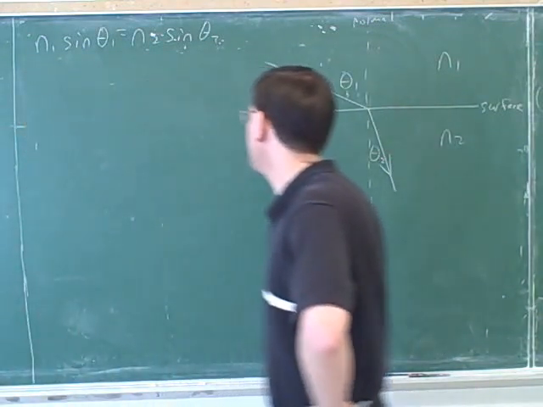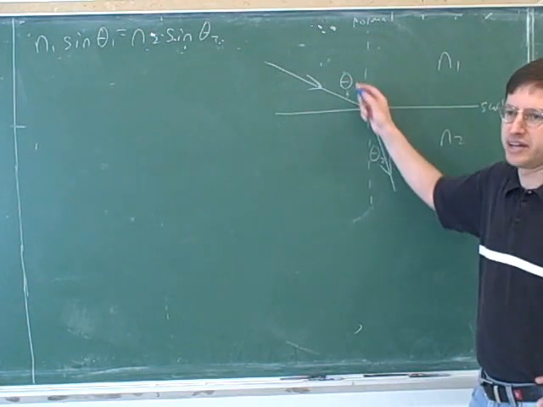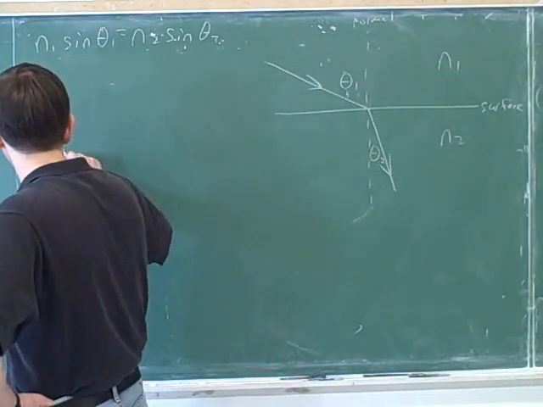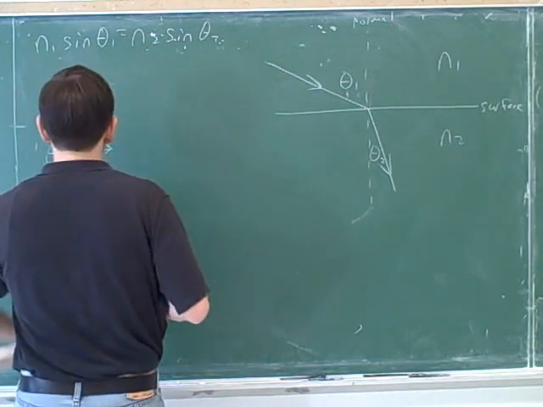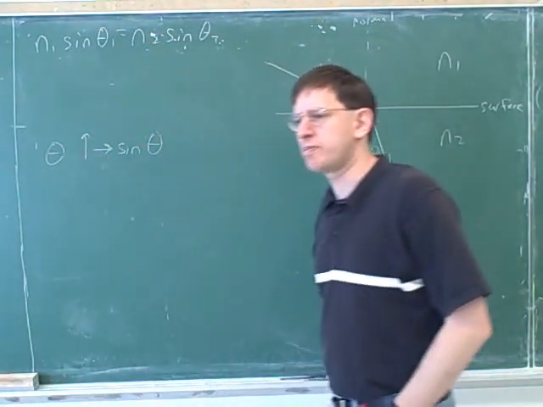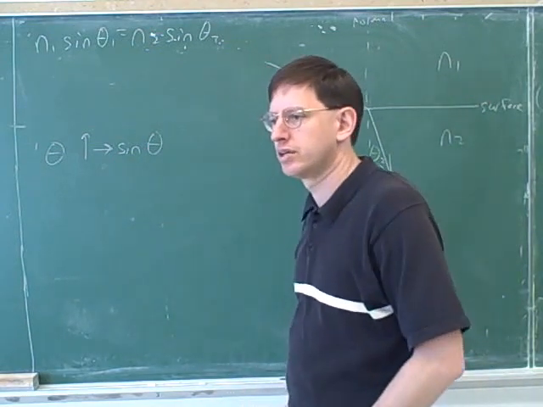Now you can see that in optics here, we're always dealing with acute angles. The angles here are always less than 90 degrees. So let's focus on an acute angle. For an acute angle, as theta gets bigger, what happens to the sine of theta? Do you remember that from trig? When the angle gets bigger, does the sine get bigger or smaller? Bigger. Good.